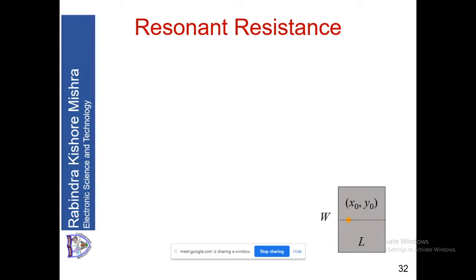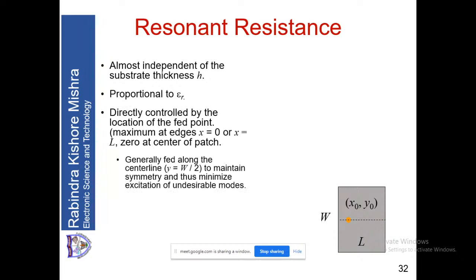The resonant resistance is almost independent of the thickness of the patch. That is a major characteristic. But it is proportional to epsilon r, the dielectric constant of the patch antenna, and it is directly controlled by the location of the feed point. Maximum is at the edge, minimum is at the center.